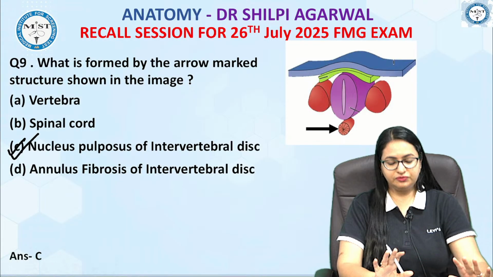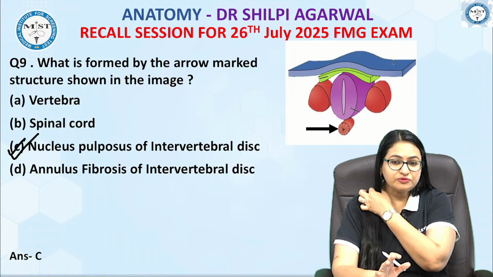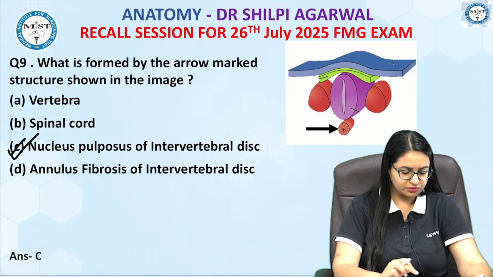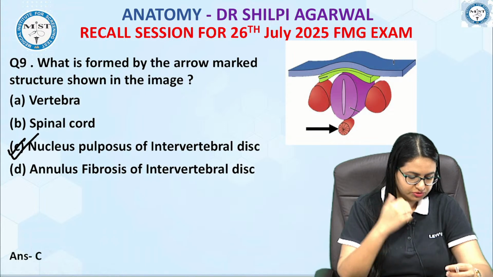Actually, dear, the saphenous vein was given in the option. In fact, the small saphenous was also given, and the great saphenous was also given. Yes, nucleus pulposus, intervertebral disc.